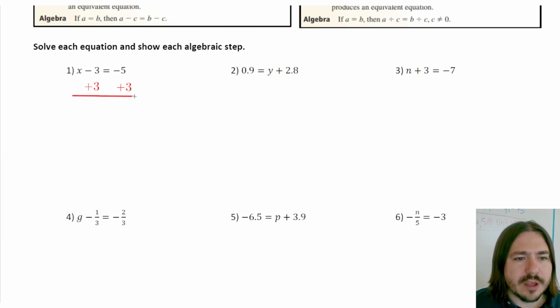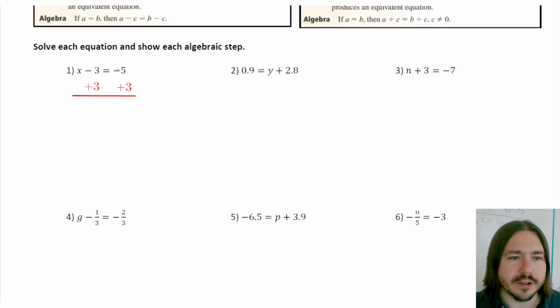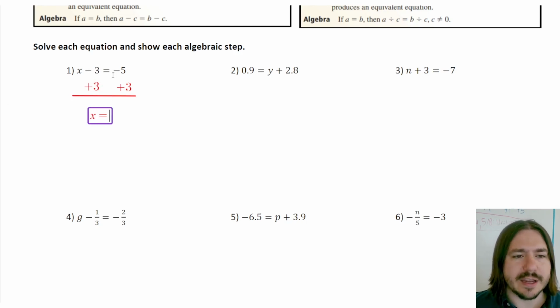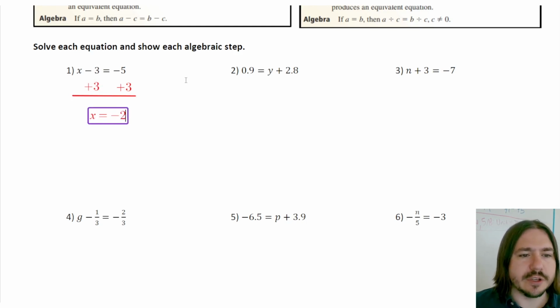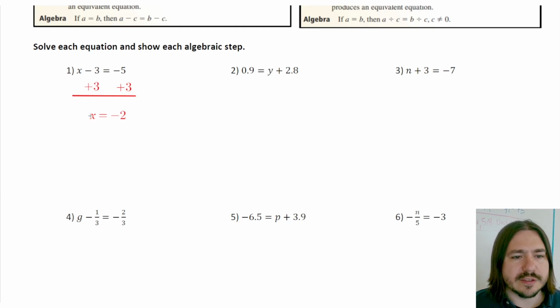Okay, so what I want to show you here is that if I subtract 3 from x and then add it back, this minus 3 plus 3 is just going to equal 0. So these two operations cancel each other out. And that's the whole point of using these properties of equality, is to get everything that's on the same side of the x to go away, essentially. We're trying to isolate that x. So here, when I add 3 to both sides, I'm going to end up with just x on the left-hand side, and then negative 5 plus 3 is negative 2. So my solution to this is negative 2.